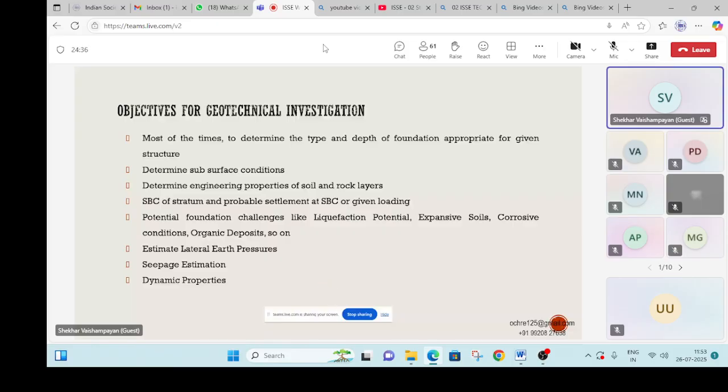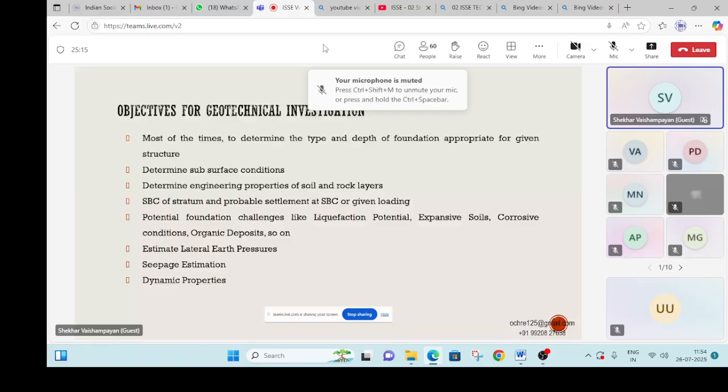The detailed objectives of investigation: for a given structure, the first question is what is the depth of the foundation and what type of foundation I should select, that is, a shallow foundation or deep foundation, and at what depth. So we determine subsurface conditions, like the different layers, maybe filled-up soil and then clay or sand or murum and rock, and so forth, and then determine the properties of each and every layer. Then find out the SBC of each stratum and the likely settlement estimate. I'm saying probable settlement at a given value of SBC or a given value of loading from the structure.